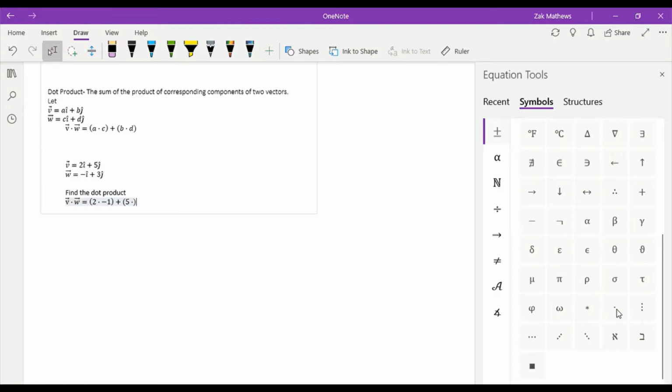And once I get that in there, 5 times 3. Well, we know that 2 times a -1 is a -2. And we know that 3 times 5 is 15, so -2 and 15 give me 13. We've taken the two horizontal components, we multiplied those together. We took the two vertical components, we multiplied those two together as well.